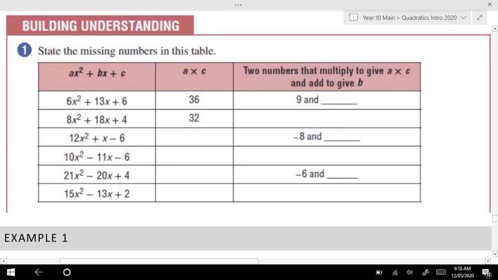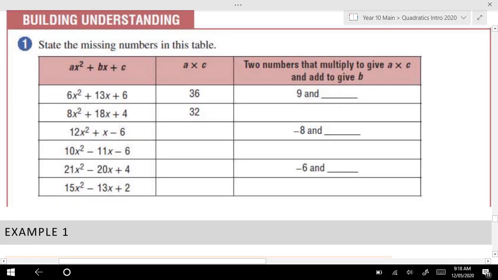Before we do that, let's build our understanding of how we do this. Here you can see all of these quadratics are in the form ax squared plus bx plus c. In this case, a would be 6, b would be 13, and c would be equal to 6. So a times c is 36, 6 times 6. We want two numbers that add to give b, which is 13. So what two numbers would multiply to give 36 but also add to give 13? Well, that's 9 and 4.